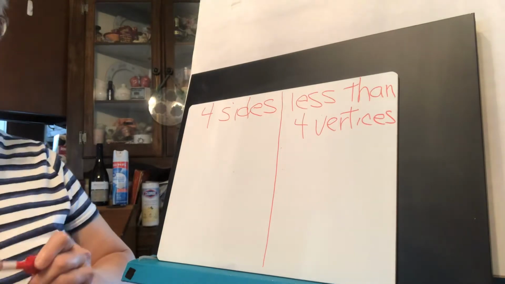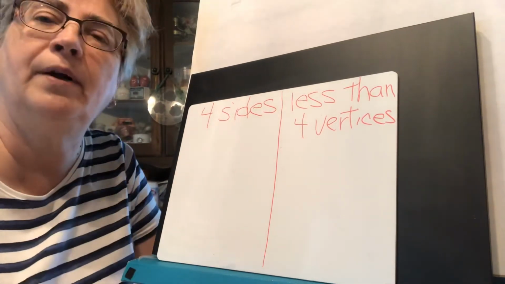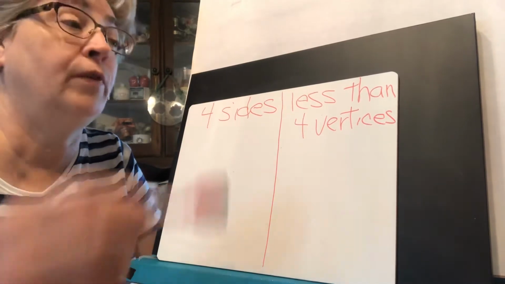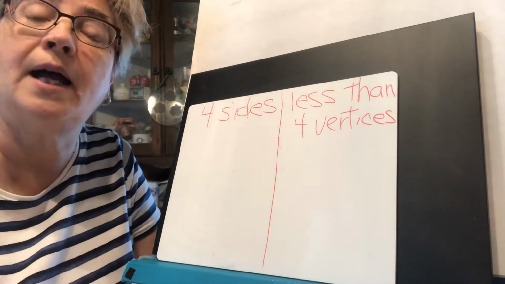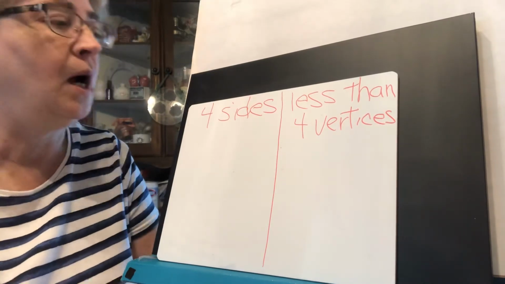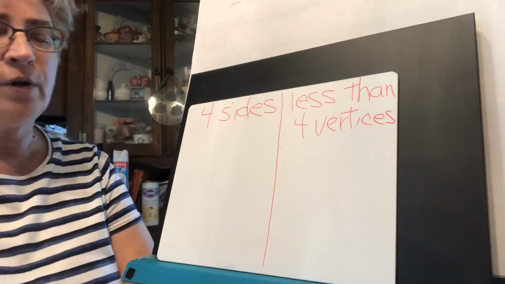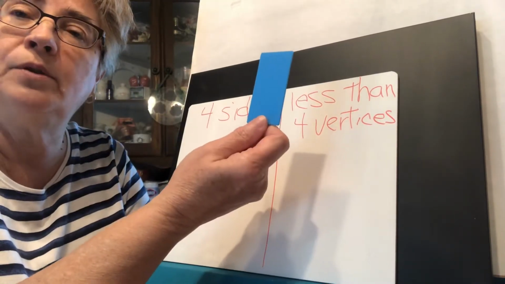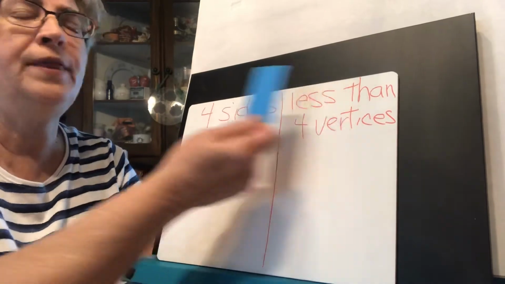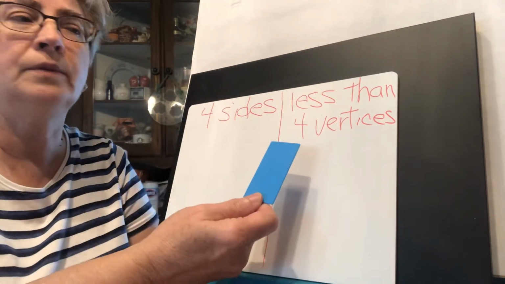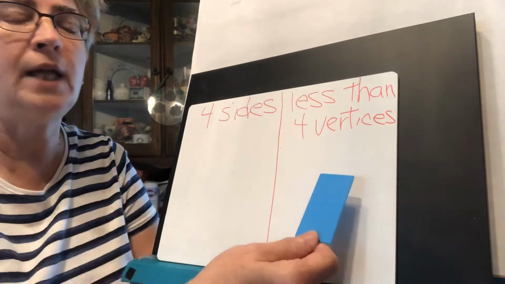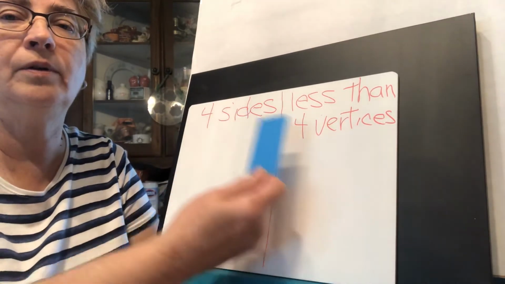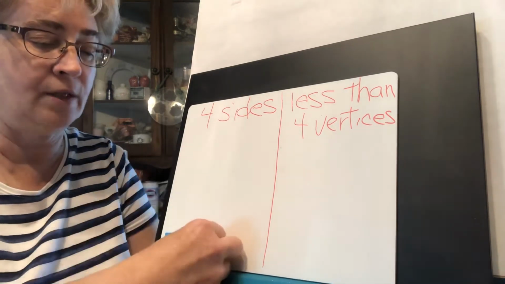What's the difference between a side and a vertex? Do you remember? What's the difference? Oh, the vertices are like the corners, right? The insides, the corners of the shape. All right, so now you're going to use your shape that you have in your toolkit, and you're going to put them where they match. 4 sides or less than 4 vertices. Where do you think this one goes? Left or right? Right, 4 sides goes here, right?